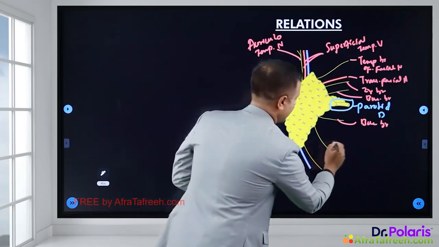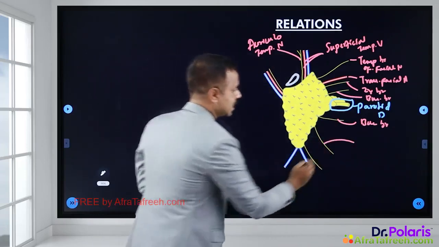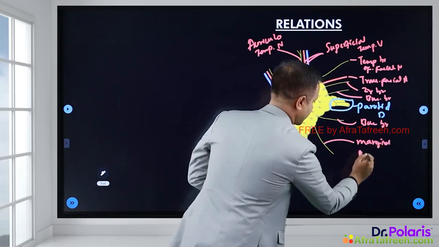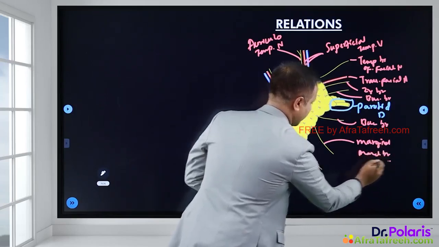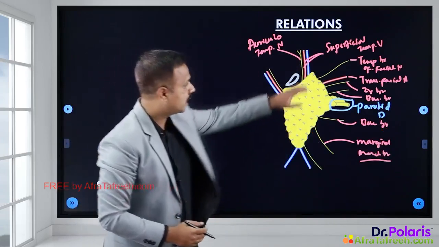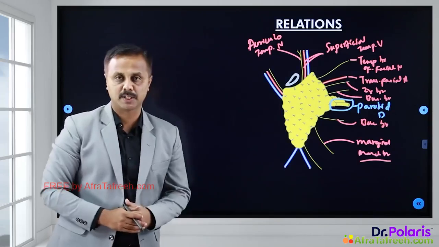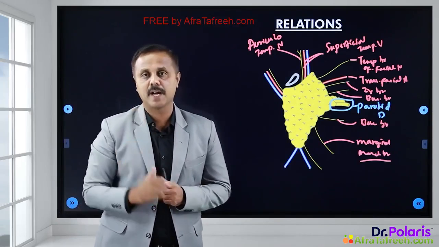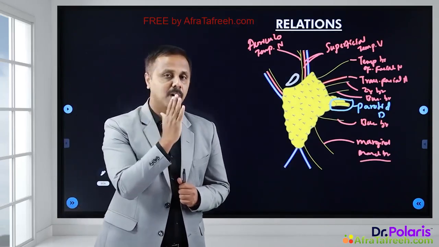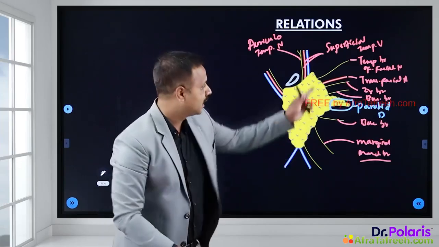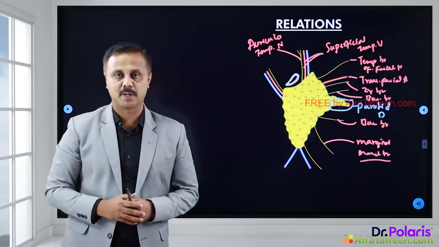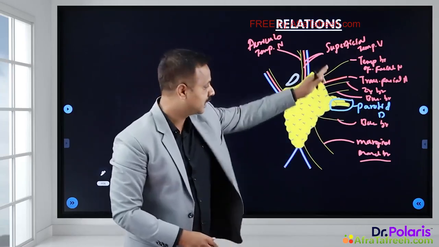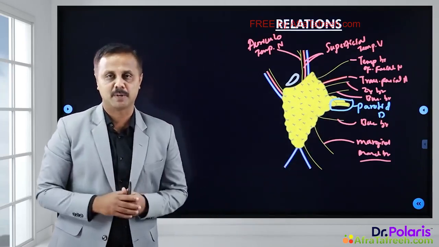Then here we have what nerve? This is the marginal mandibular nerve. This is known as the marginal mandibular branch of facial nerve. These are the structures related to anterior border. In the next image, we will try to understand what exactly is the meaning of anterior border. But remember, anterior border is directed towards the cheek, and these are the structures which will emerge from anterior border. Most important structure, parotid duct. Above and below parotid duct, these are the structures emerging from the anterior border.